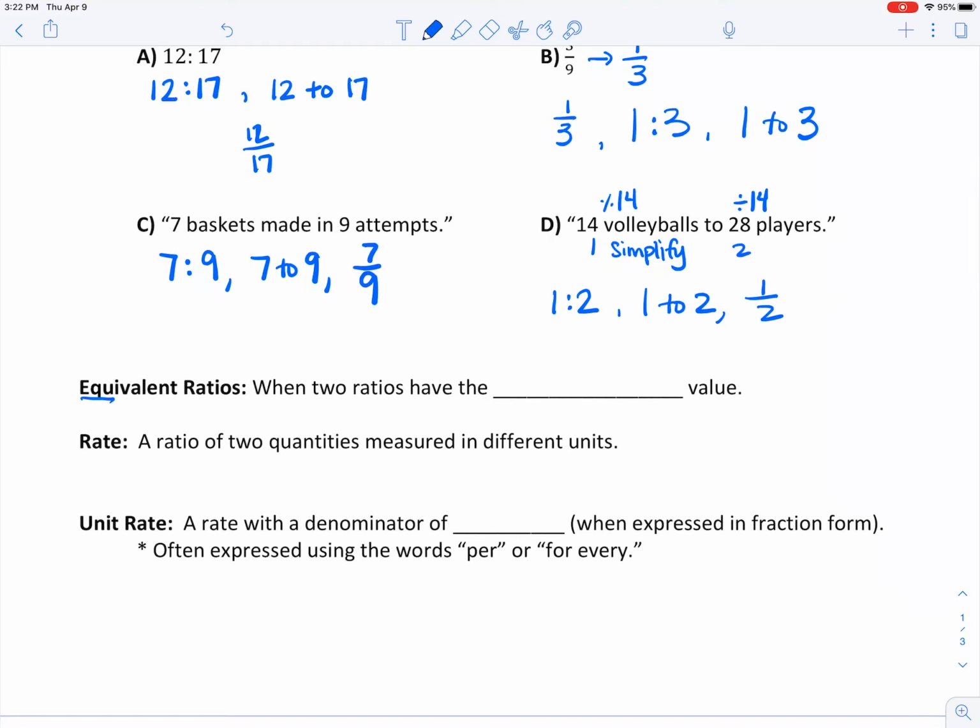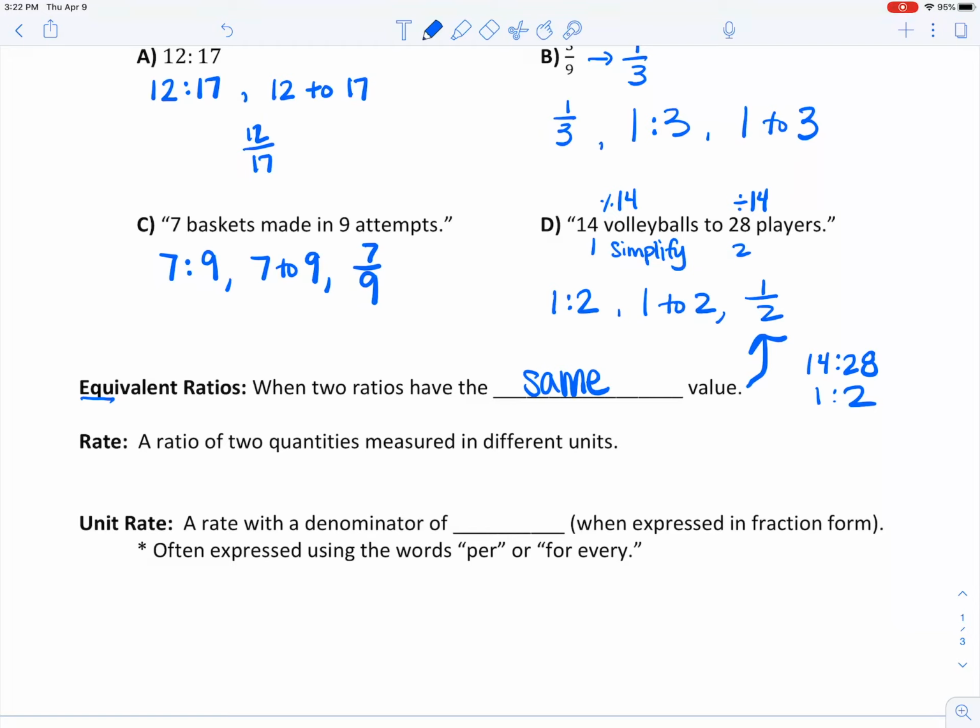Okay, equivalent ratios. Well, that word equivalent, E-Q-U, really is like equal, right? So you can think about equal ratios. So when two ratios have the same values or equal values. So for example, if I were to look up at this example, letter D, if we had 14 to 28, the equivalent ratio to that is 1 to 2, okay? They really are representing the same information.